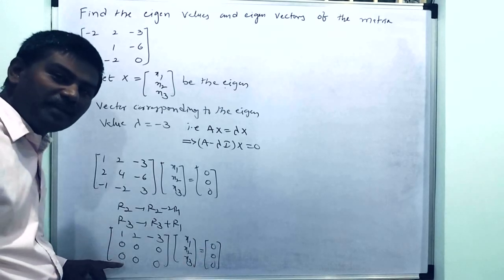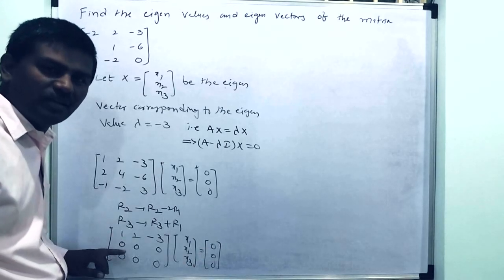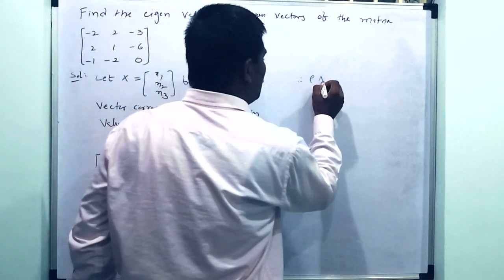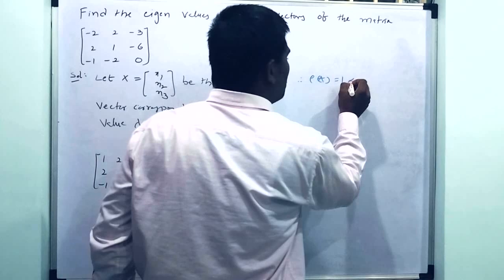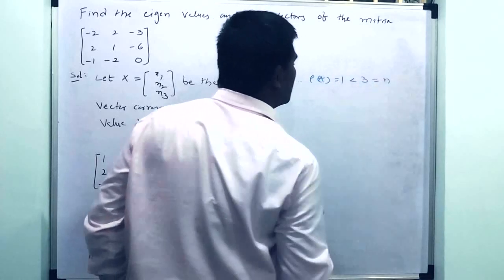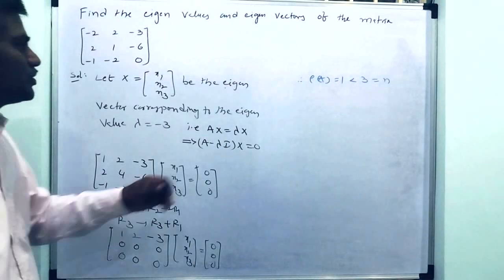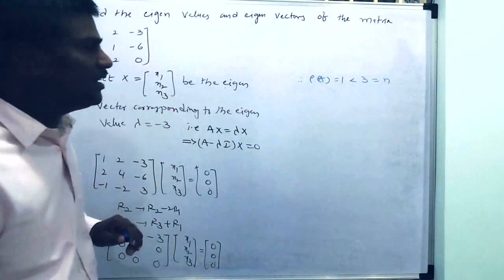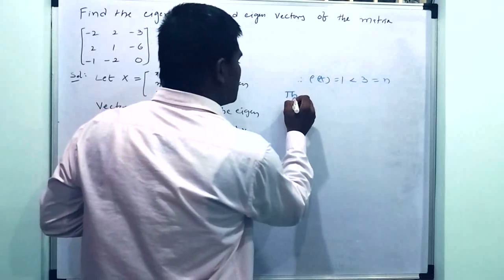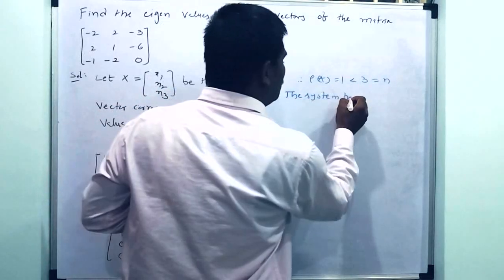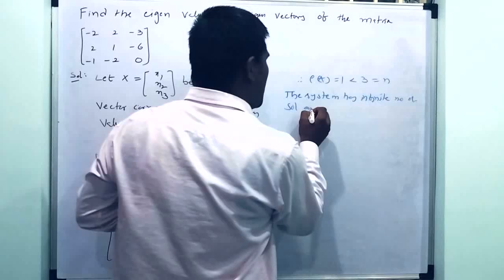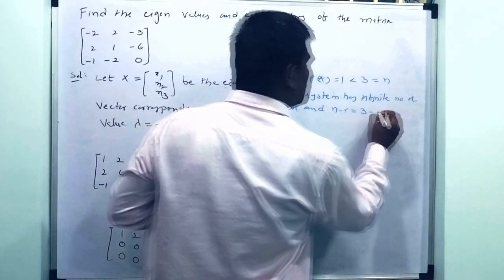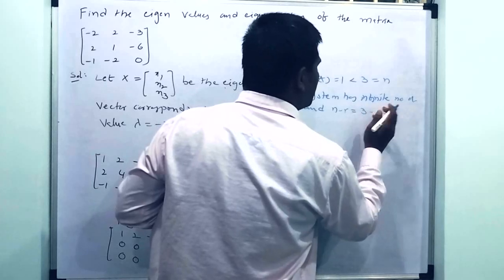The rank of this matrix is 1, which is in echelon form. Therefore, rank of A is equal to 1, but less than 3, which is the number of unknowns. So rank A less than number of unknowns means the system has infinitely many solutions. The system has an infinite number of solutions, and n minus r, that is 3 minus 1, equals 2 linearly independent solutions.